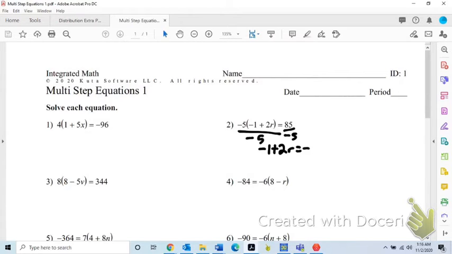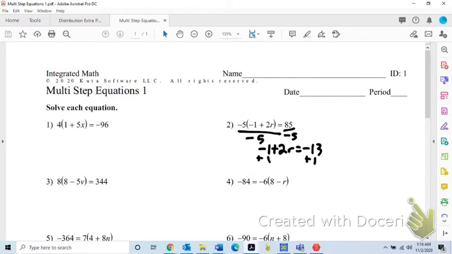Equals, and then we go 85 divided by negative 5, and that's negative 13. So here we have negative 1 plus 2r. So notice that it's got that negative out front. Well, how do we get rid of the negative? With a positive. So we have negative 1 plus 2r, and we add 1.